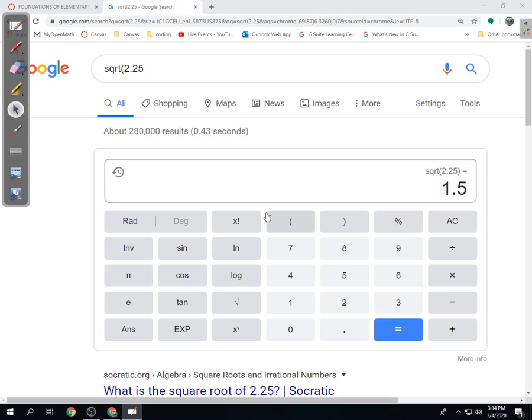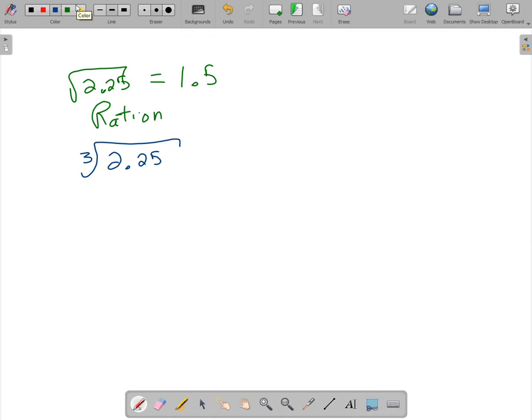Cube roots on a calculator are a little trickier because my calculator does not have a cube root button, it's got a square root button. Some calculators have a variable root button, and I'd have to look at your calculator to see. Usually if you have a variable root button, it's going to look something like this. It'll say something like x with a root symbol next to it, and then it's going to want you to type something like 3 root 2.25, which means find the cube root.